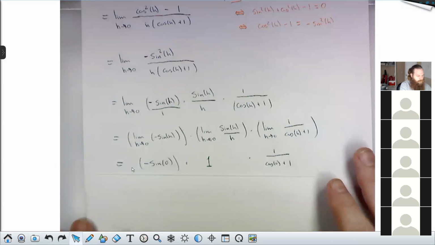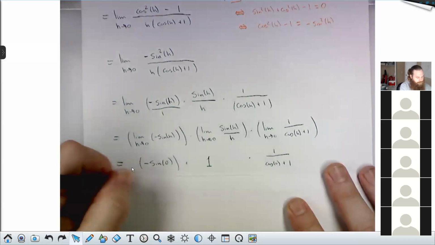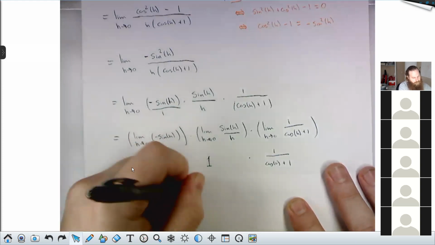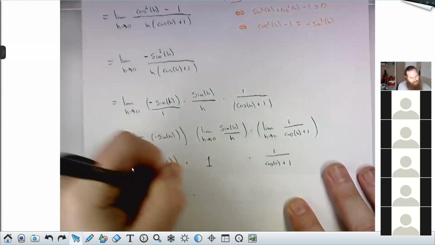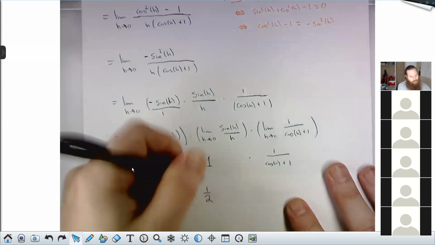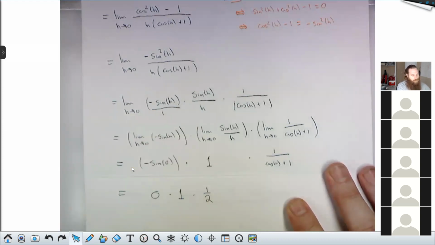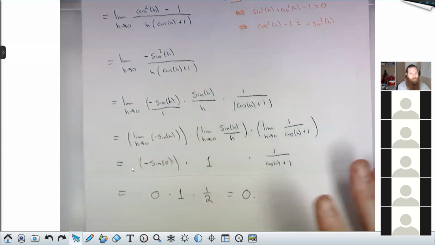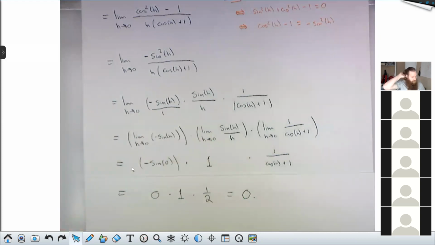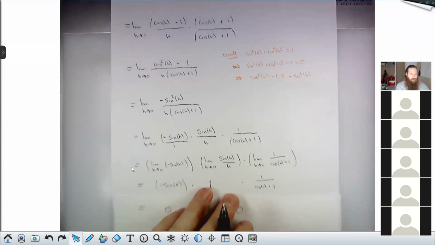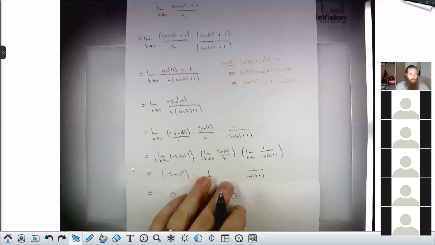So what are those? Well, the sine of 0 is 0. The sine of h over h limit is 1. What's the cosine of 0? Isn't it 1? Yeah. So this piece is 1/2. So I have 0 times 1 times 1/2. That's 0. So as promised, the limit as h goes to 0, cos h minus 1 over h, that is indeed 0.